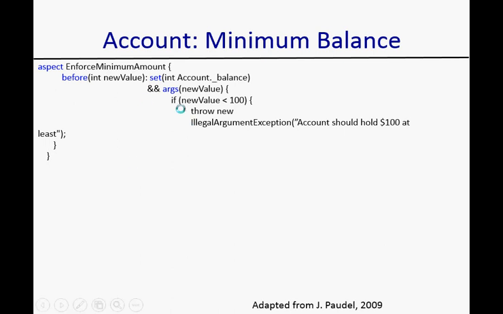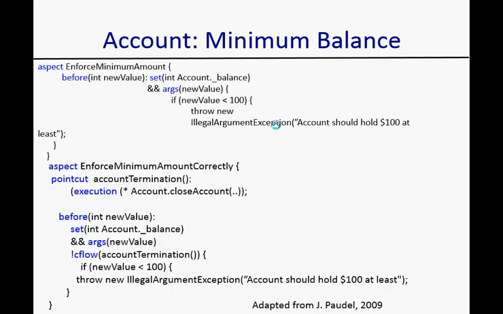Now, ladies and gentlemen, we can use aspects in many ways. For example, we might use aspects as a programming mechanism to handle cases where there's too little money in a bank account. So we might have set up an aspect. Before we assign to the balance of a bank account with a new value, this is setting it with the new value as the argument, the thing being assigned. We'll check if it's less than 100, in which case we'll refuse to do it. We'll throw an illegal argument exception. We shouldn't be assigning it to that low a value.